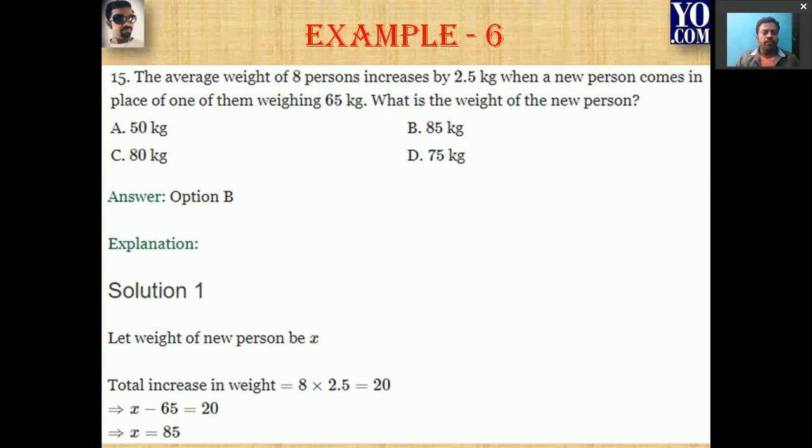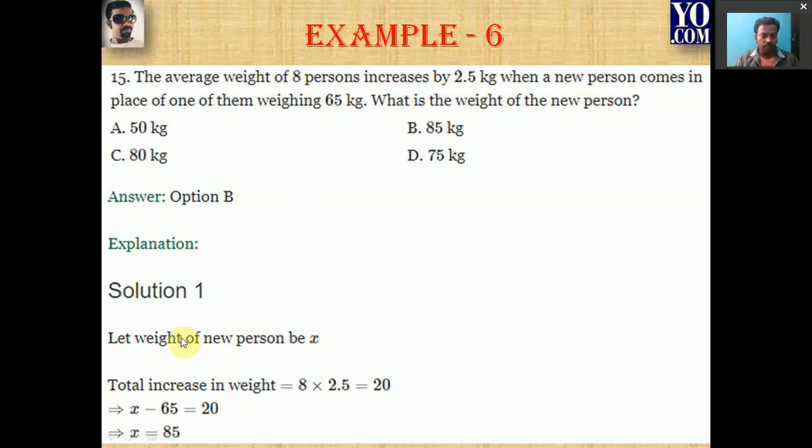The next question is, the average weight of 8 persons increased by 2.5 kg when a new person comes in place of one of the 8. Then what is the weight of the new person? So the average weight of the 8 persons increased by 2.5 kg.